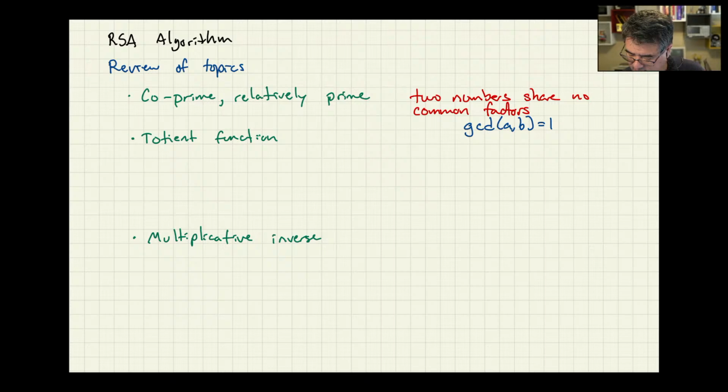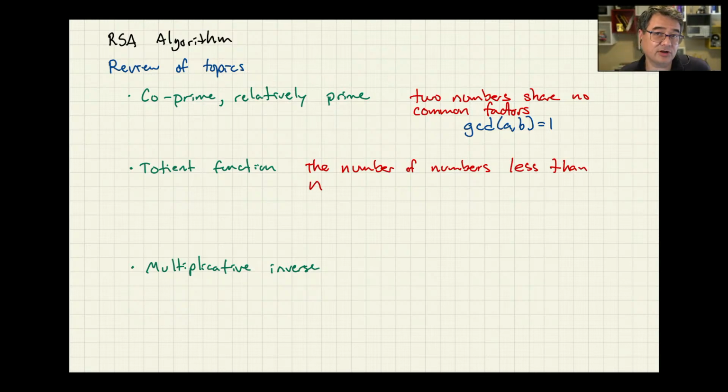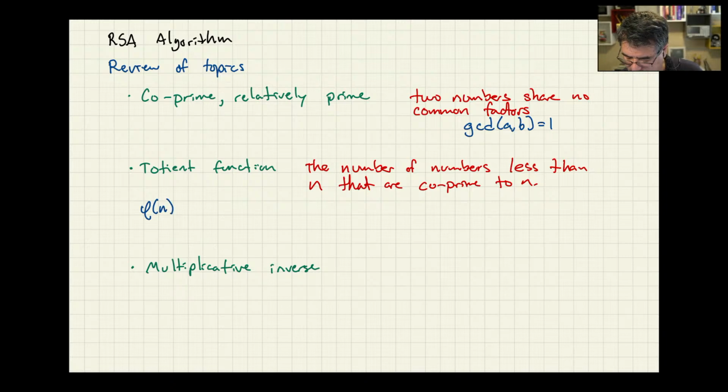Next is the, I need a little more space, I'm going to move this down. Next is the totient function. And that was the number of numbers less than some number n that are coprime to n. Just to review, the totient of 10 is the number of numbers less than 10 that are coprime to 10. So share no common factors with 10.